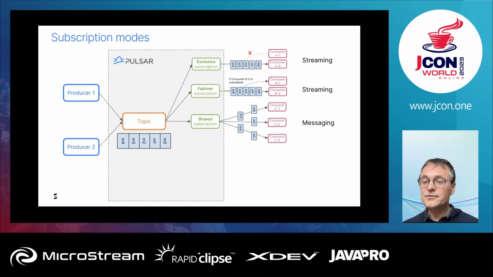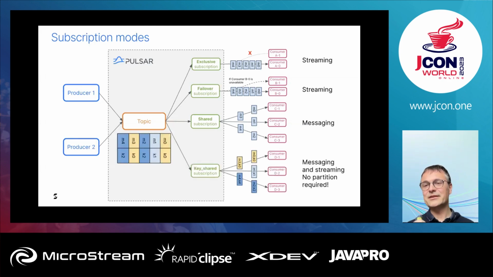Now, what if you need to scale your consumers to consume the messages as fast as possible, like the shared mode, but you still need to process the messages in the right order, right? You need both. Then you can use the key shared mode. This mode is the same as the shared mode, but with a very important difference. If the messages are produced with a key, then the messages that share the same key will be delivered to the same consumer. So you can process all the messages with the same key in the right order.